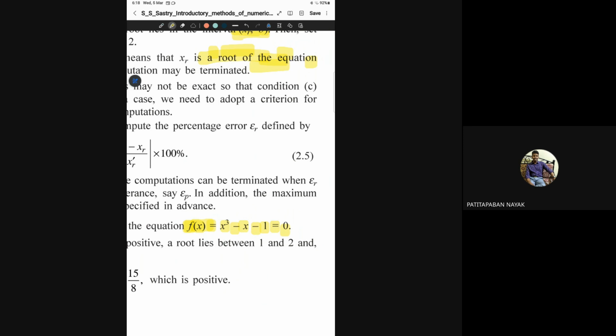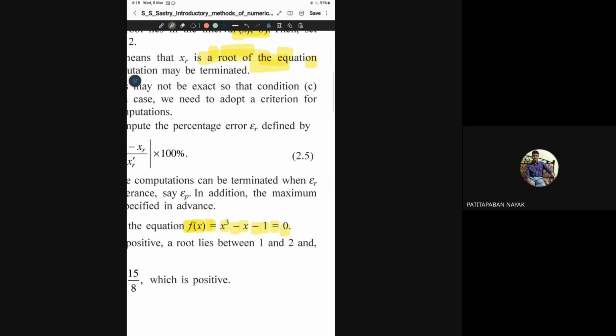If I take x equal to 2, that means 2 cube minus 2 minus 1. 2 cube is 8, minus 2 minus 1, that will be 5. So f of 2 is positive, and f of 1 is negative.